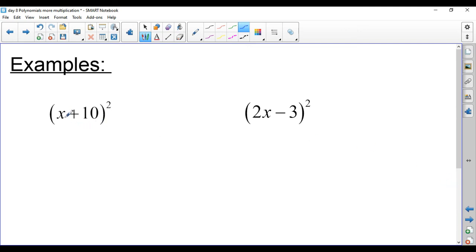So for example here, I have x plus 10 squared. I'm going to rewrite it. And then let's use the boxes for this one.